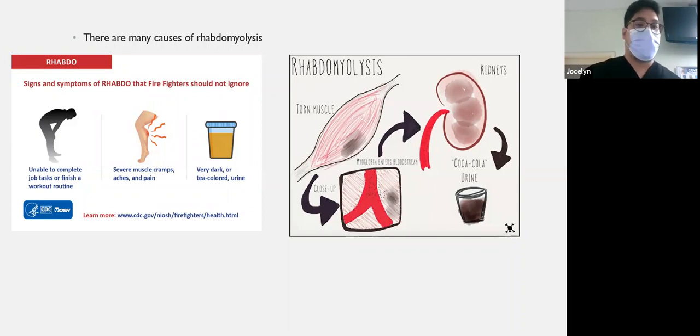This is the picture of rhabdomyolysis. Usually there will be severe muscle cramp and pain, and the patient will present with dark colored urine, or Coca-Cola urine. The next picture is just a simple picture: torn muscle, myoglobin goes into the kidney and can develop tea-colored urine.